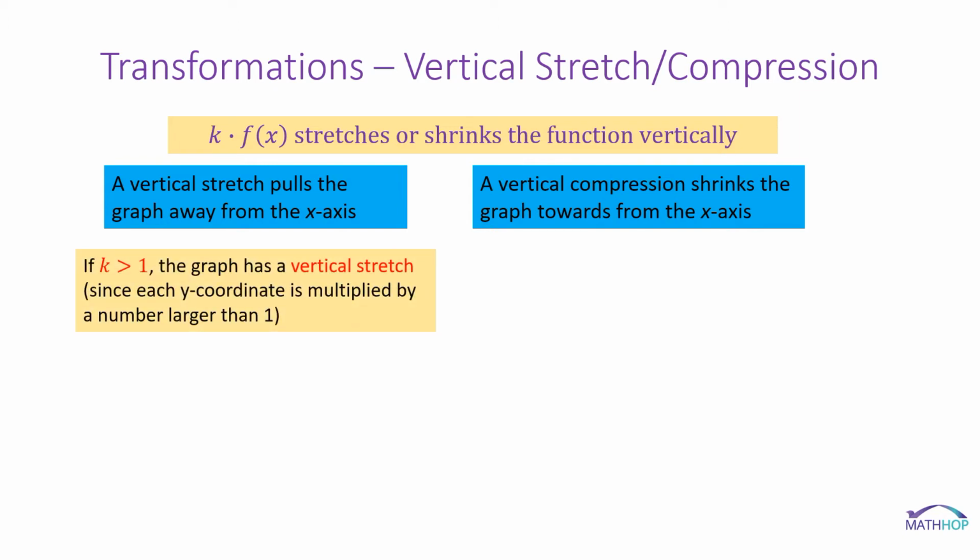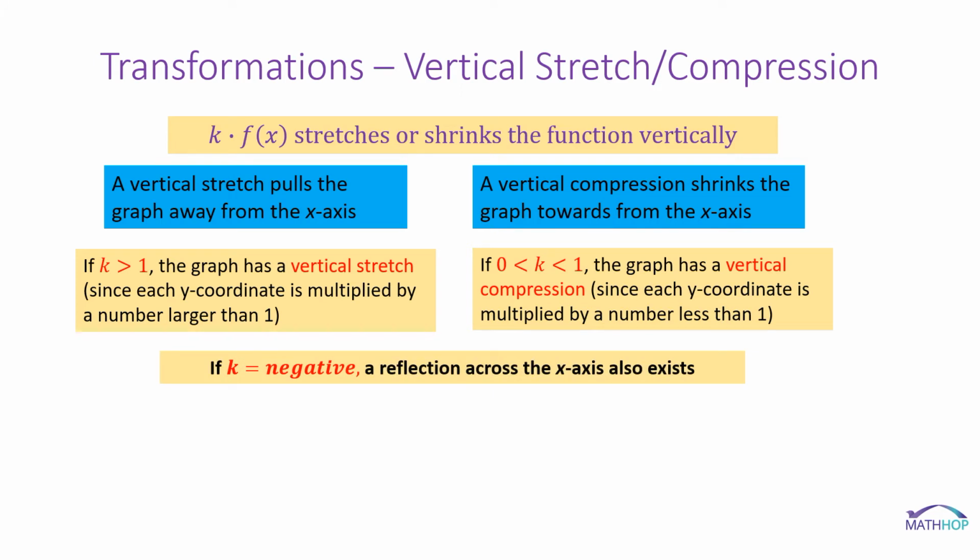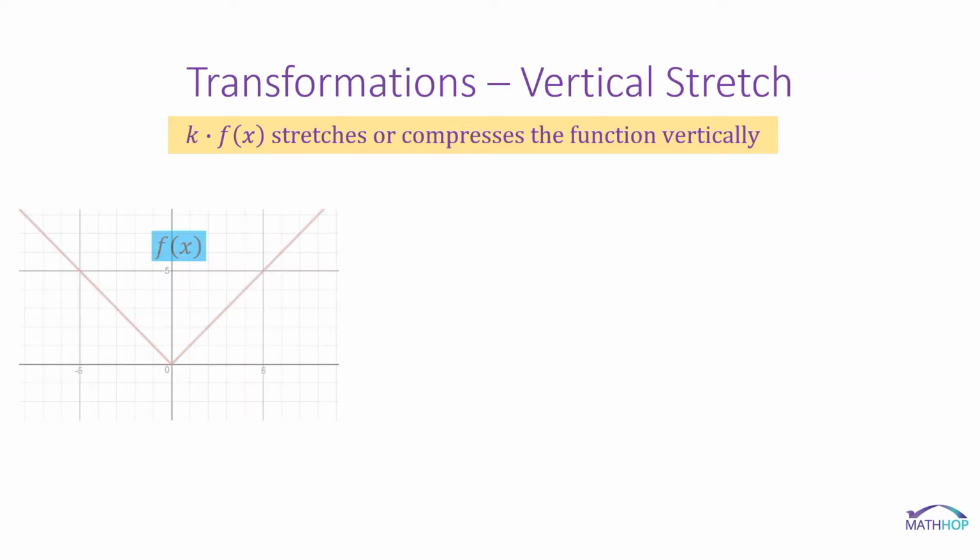So if k is greater than 1, you have that vertical stretch. Since each y-coordinate is being multiplied by a number larger than 1, that should kind of make sense. And if k is a fraction, then the graph has a vertical compression. And again, it's going towards that x-axis because you're multiplying by a number less than 1. Remember, if k is negative, you're just also going to include a reflection across the x-axis. So let's look at some of these.